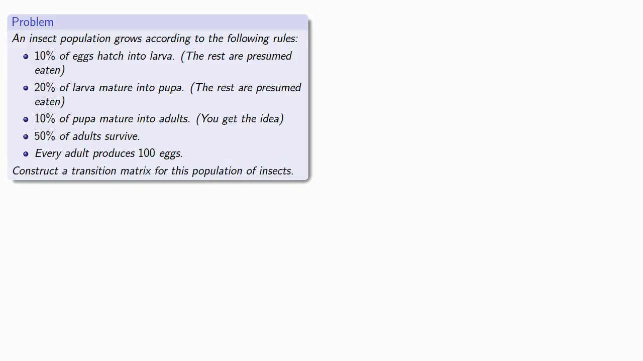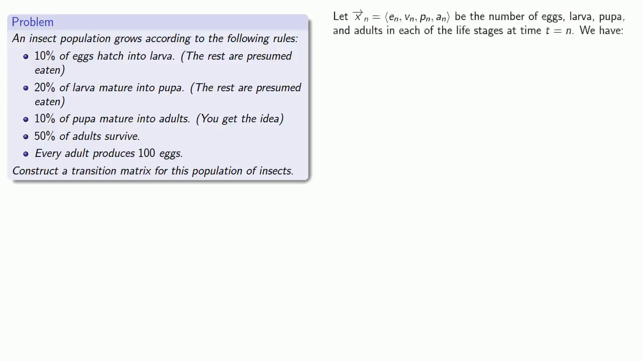In order to do that, we'll want to set up a vector that represents our population. And since we have our 4 life stages, the components of our vector will be the number of individuals in those 4 life stages. And so my vector gives me the number of eggs, larvae, pupae, and adults at some time n. And so our task is, given that we know the number of individuals in each of these 4 life stages at a particular point in time, what is the number of individuals in each of those life stages at the next point in time?